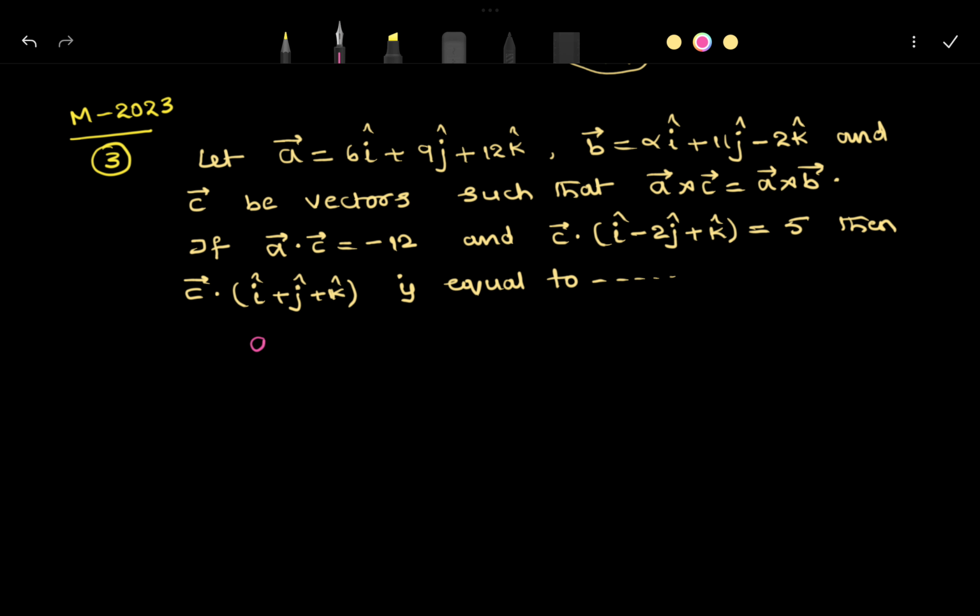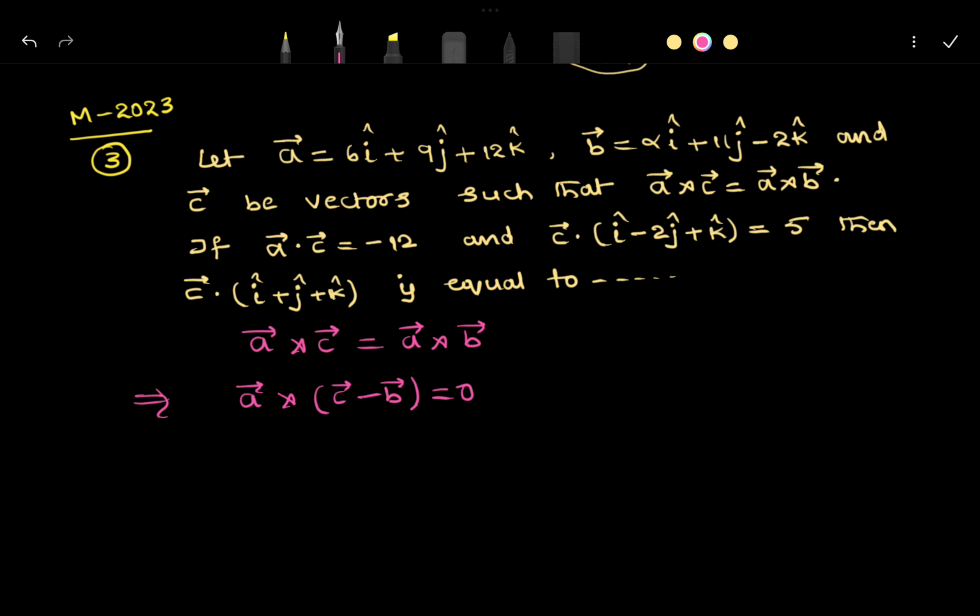Here, A cross C is equal to A cross B. From this we can write A cross (C minus B) is equal to 0. Now the cross product of two vectors is 0 means either A bar is 0 or C bar minus B bar is equal to 0. C bar minus B bar equal to 0 is not possible, since A bar is not the null vector.